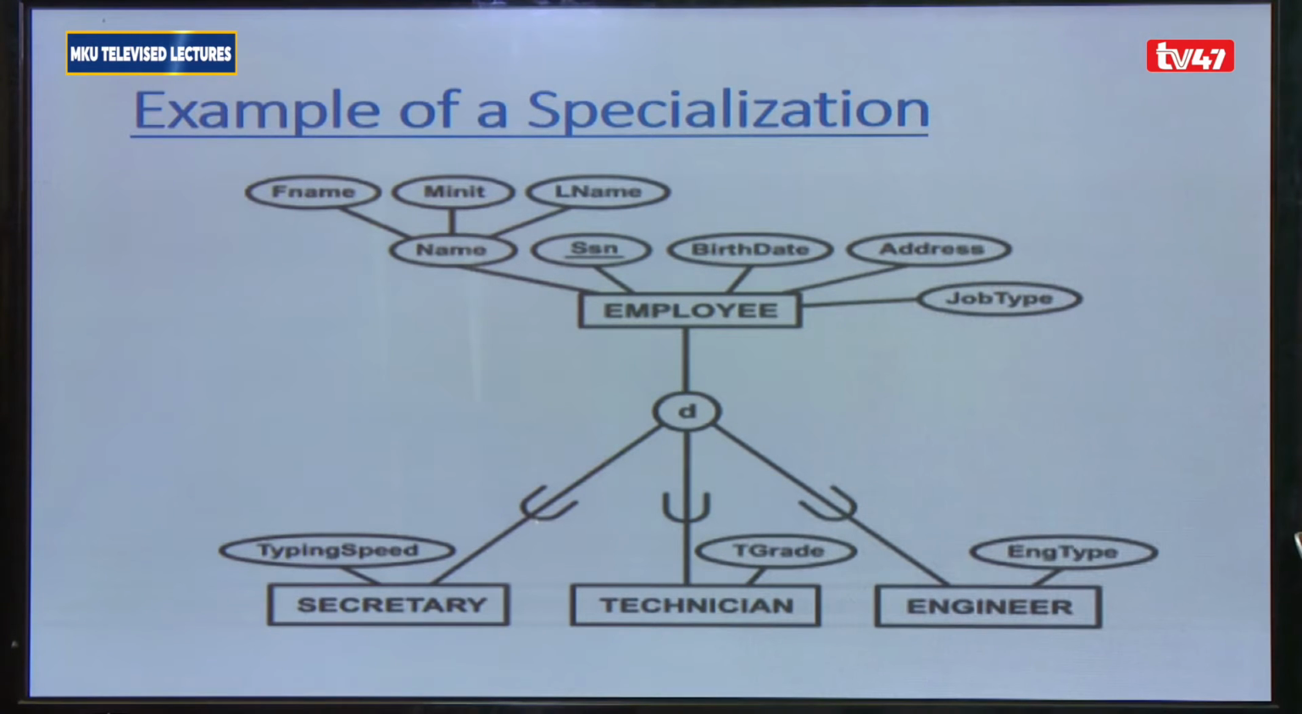Now, does it mean that these subclasses will only have these attributes? No. We said that all the subclasses normally inherit all the attributes of the superclass. So in this case, the superclass has the attributes name, SSN, birth date, address, and the job type.